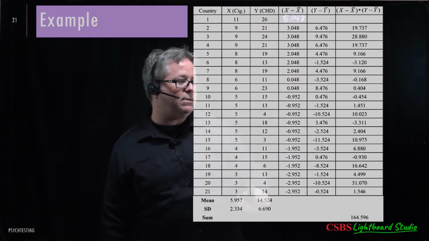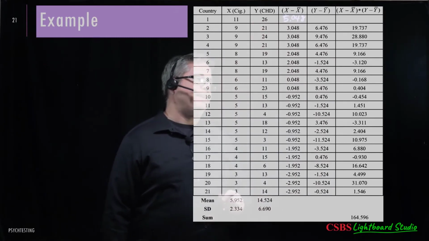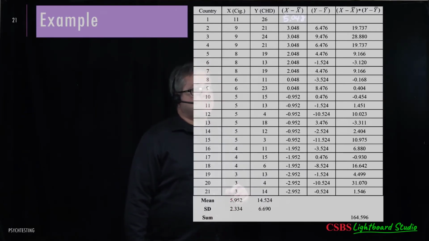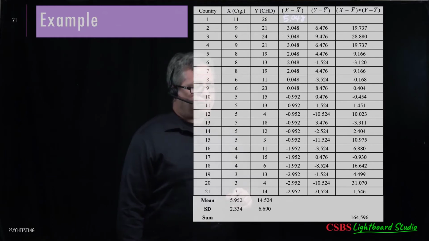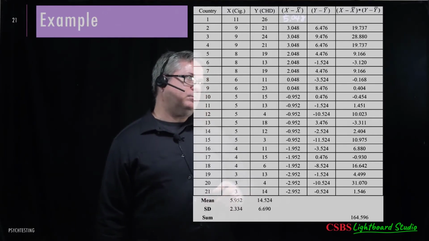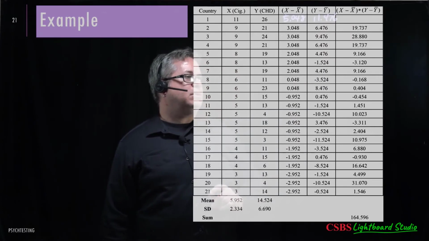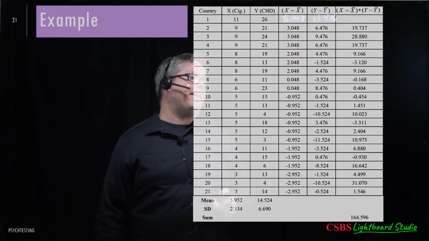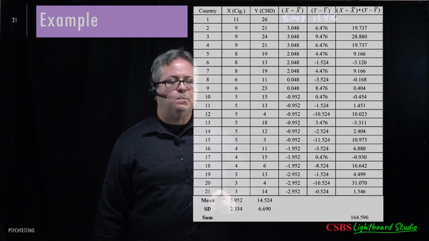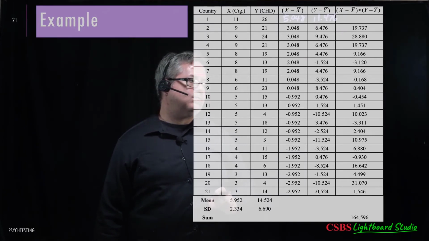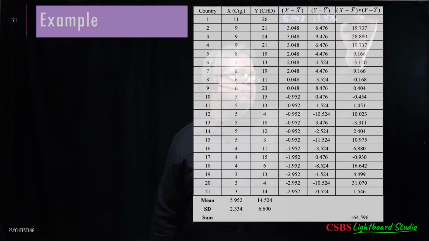what about 26 minus 14.524? All right, 11.476, and then multiply those two together. 57.938. So I think I got 931.